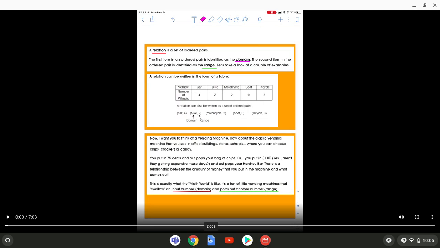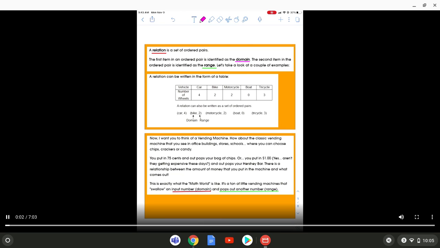Hey guys, today we're going to be talking about functions. And the first thing we need to understand about functions is relations. Relations are a set of ordered pairs, which are something like you would find on a graph. So the first number in an ordered pair is called the domain, and that is your x. And the second number is called the range.